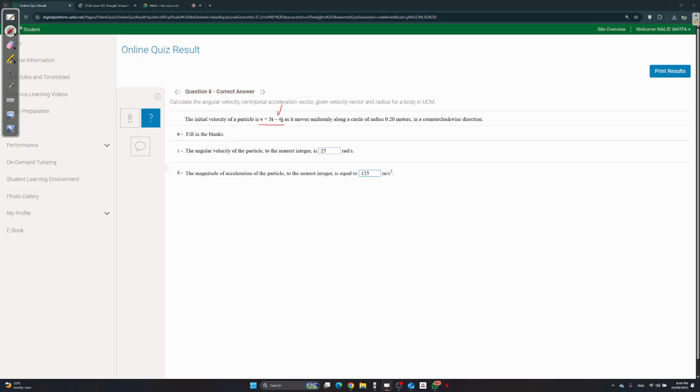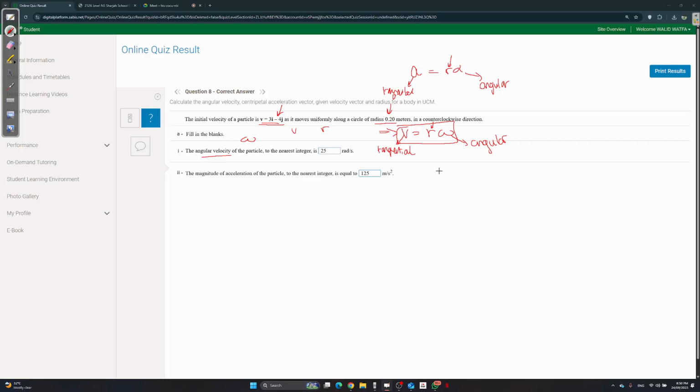Alright, the initial velocity of a particle is this, and it moves uniformly along a radius of this. They want the angular velocity. Now, they want omega, you have v, you have r. You need to know that v is equal to r omega. This is angular. This is tangential. The same way you convert from angular speed to tangential speed, you multiply by r. Same thing, converting angular acceleration to tangential acceleration, you also multiply by r. r is kind of like that thing that separates angular and tangential from each other. Anyway, so this is the formula.